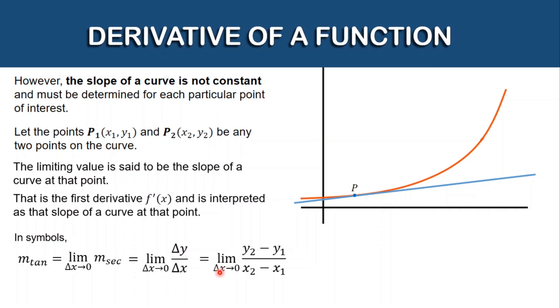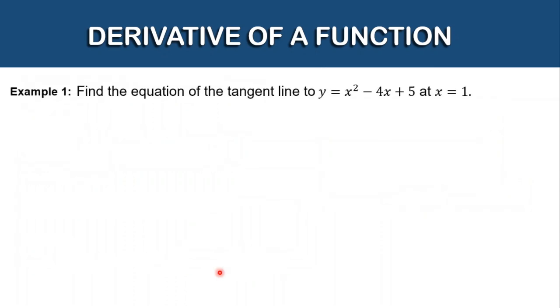Now let's answer some problems. Let's have example number 1. Find the equation of the tangent line to y is equal to x squared minus 4x plus 5 as x approaches 1. So the first thing that we need to do is to list down all the givens. The first given that we have here is the x sub 0.